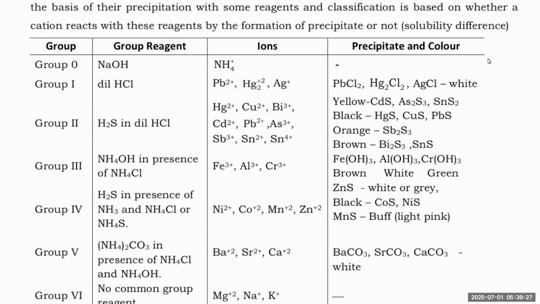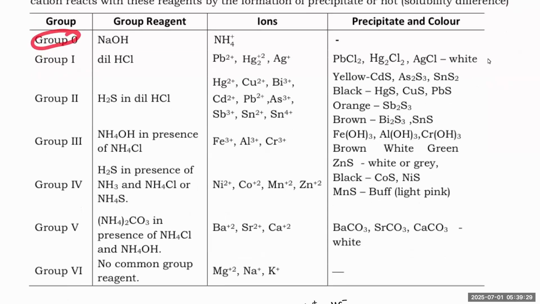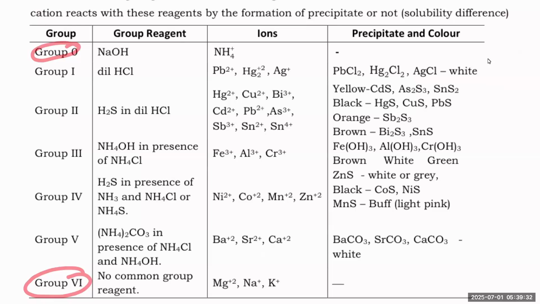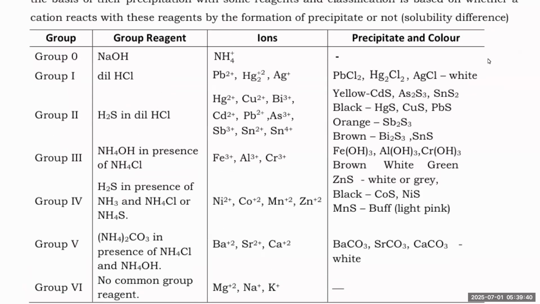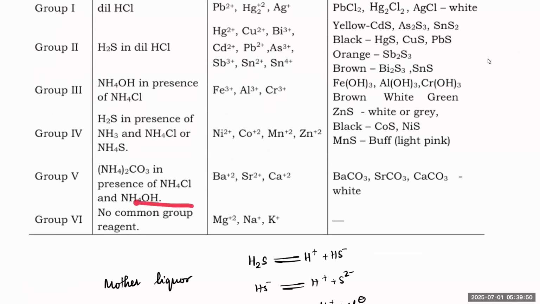Now, if you compare group 0 and group 6, they don't have multiple cations. They have only one particular type of cation. When it comes to group 0, you are only identifying for NH4 plus. And for group 6, since there is no group reagent to make any precipitation, we are trying to figure out whether it is magnesium 2 plus, Na plus or K plus.